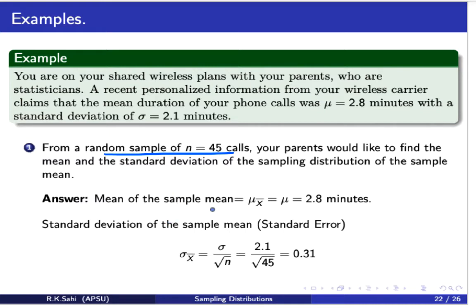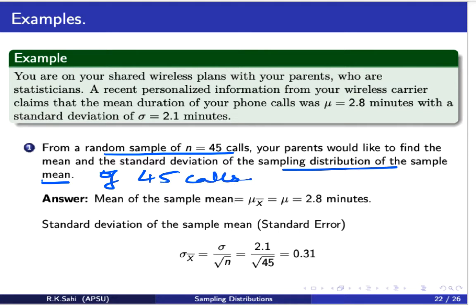So what is the mean of the sample mean? The mean of the sample mean is mu x bar, which is the same as the population mean. But what is the standard deviation of the sample mean, which we call the standard error, which is sigma x bar, defined as sigma over square root n, which is 2.1 divided by square root 45, which gives us 0.31. Okay, so this is the sampling distribution of the sample mean of 45 calls.